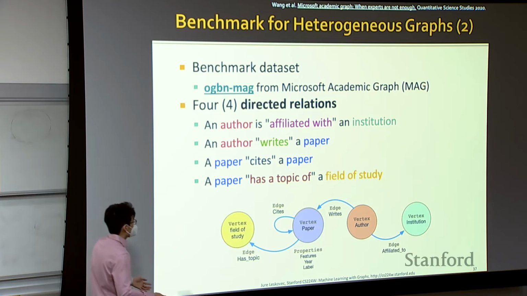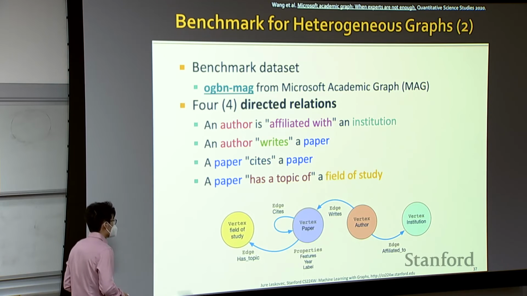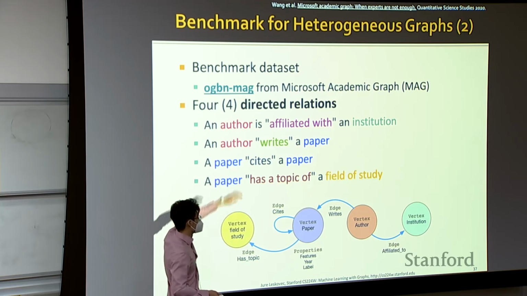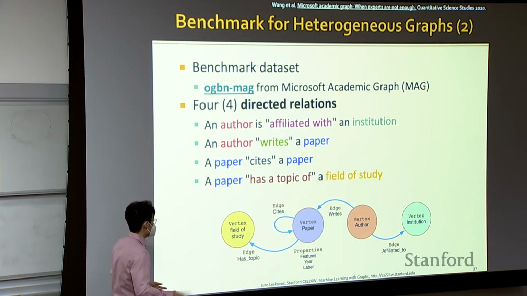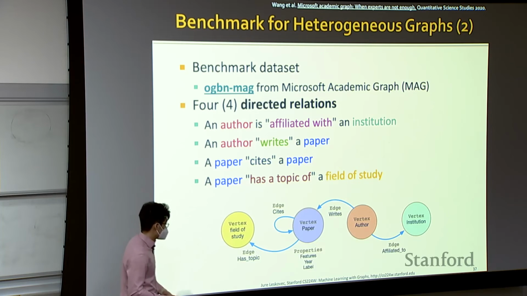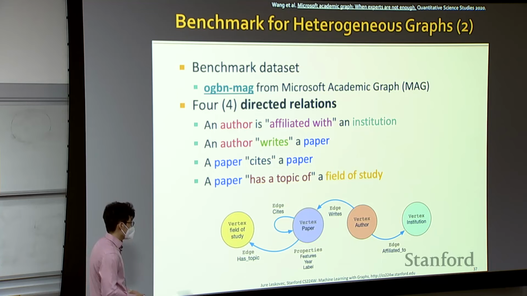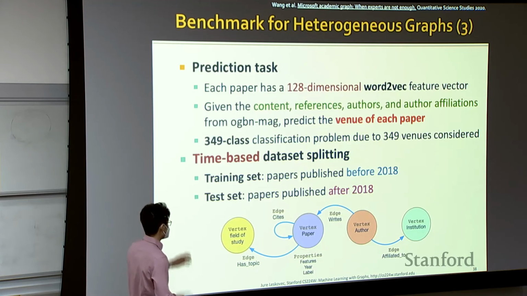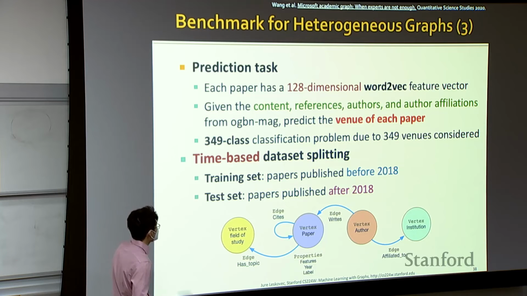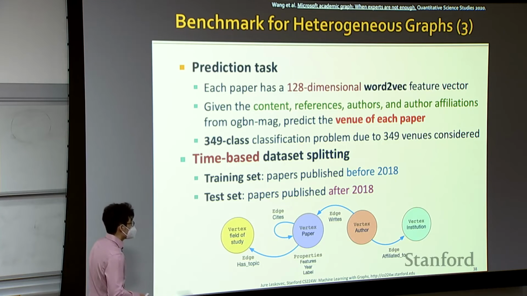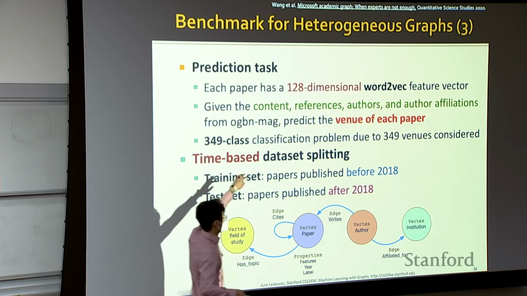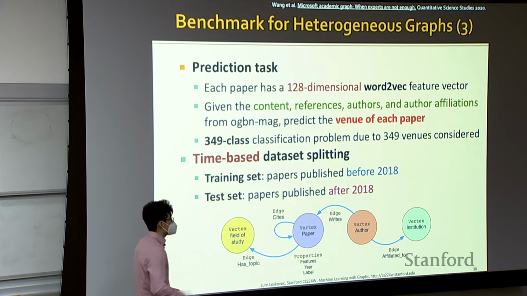And then there are also 4 directed relationships between these node types. We have author affiliated with an institution, author writes a paper, paper cites a paper, and paper has a topic or field of study. So there are 4 different edge types. And the prediction task here is to predict the venue of a given paper. The features of different nodes are actually generated from word2vec feature vectors.